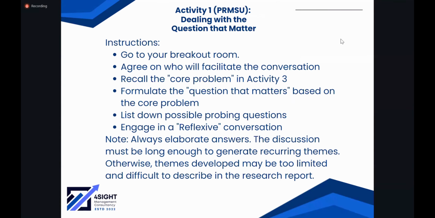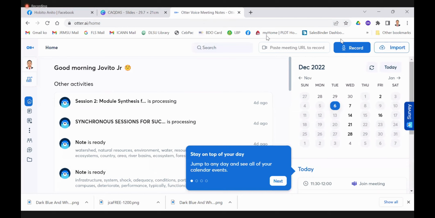All right. So the next thing that we will do is to develop a question and generate data from the question by engaging in a reflexive conversation, and later on, we will be using the Orange software to process the data that we will generate. So perhaps at about 30 minutes, we will be able to do it. So I'd like to bring you to the other tool that we will be using, and that is the Otter AI software or the Otter AI.